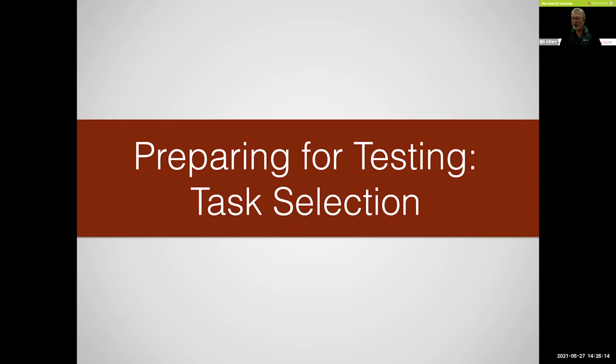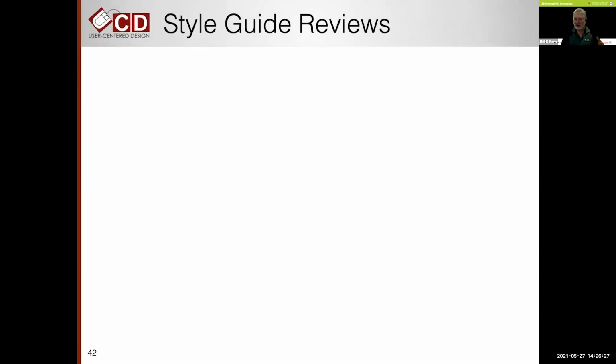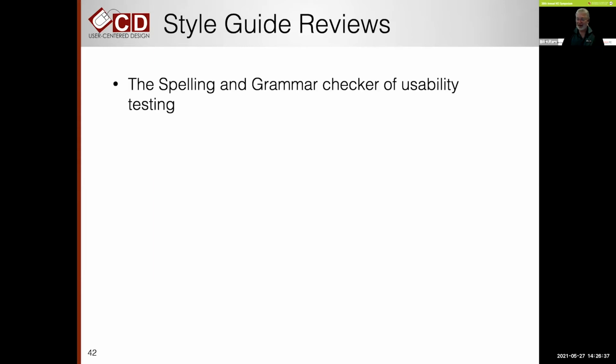And so task selection is an important aspect because we can't test an entire product, hardly ever. There's too many parts of a product for us to evaluate. So we're going to be judicious about where we come up with these tasks. And to do that, one of the things you can do is when you get a product that you're going to evaluate, you need to evaluate it against common style guides.